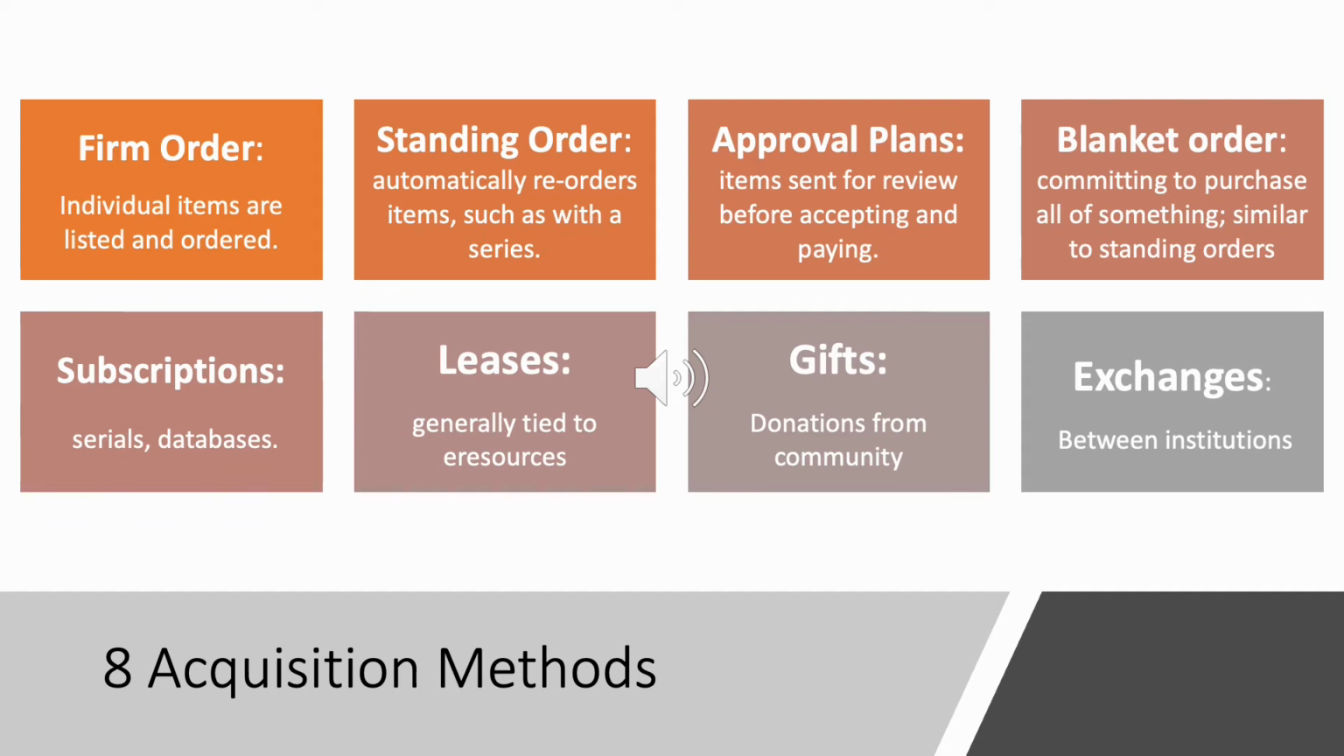A blanket order is sort of like a standing order as well, but you're not buying a specific title. You're simply letting the vendor know you will purchase everything under a specific subject or area without selecting individual titles, and leaving it to the vendor.